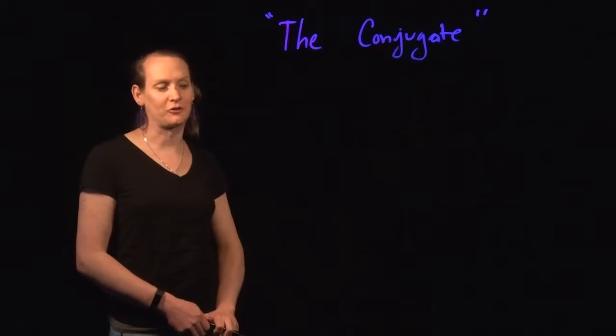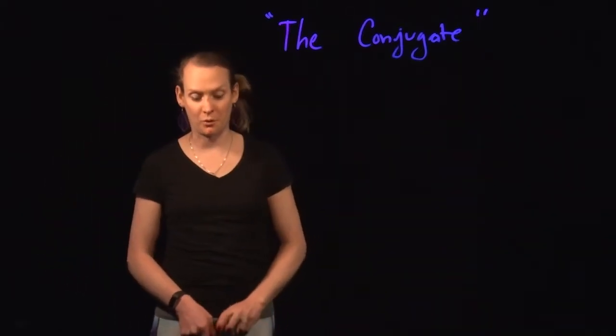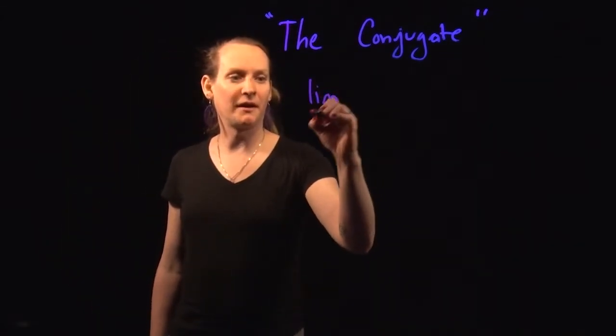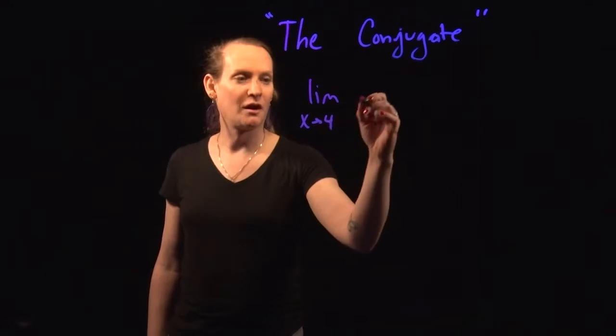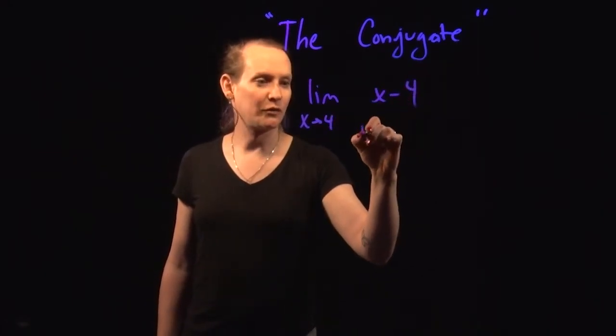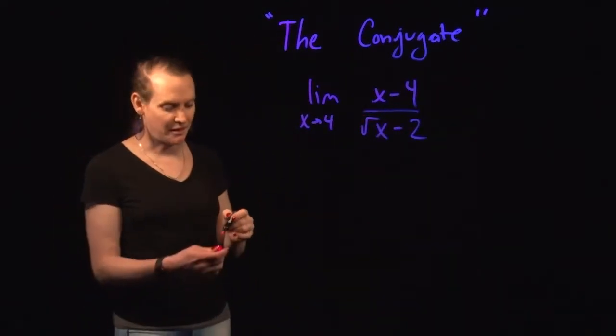I want to talk with you today about a thing called the conjugate, a little ditty that you might have encountered when dealing with limits that are of indeterminate form. I'm talking about limits that look like the limit as x goes to 4 of x minus 4 over the square root of x minus 2, something like that.